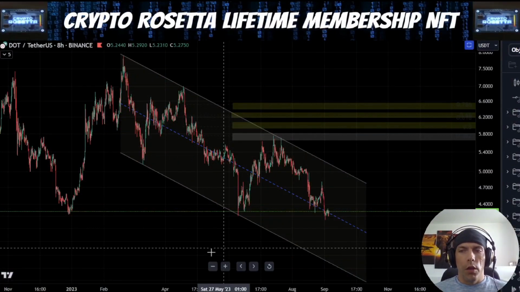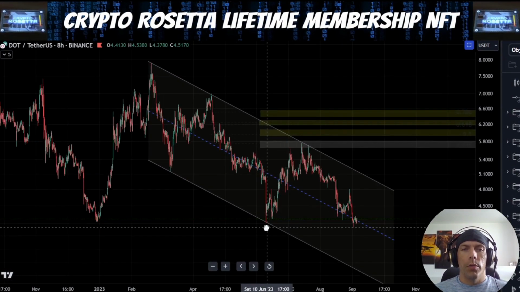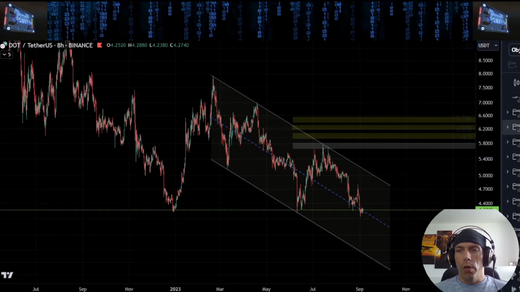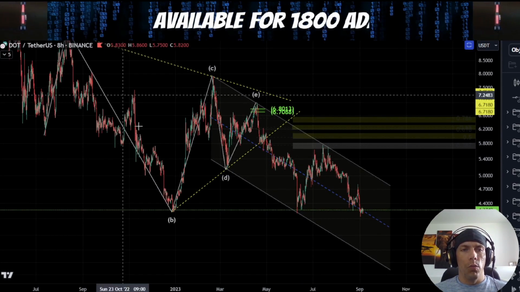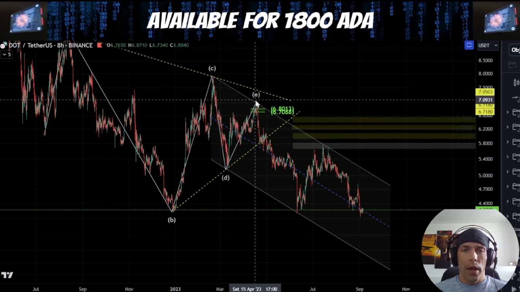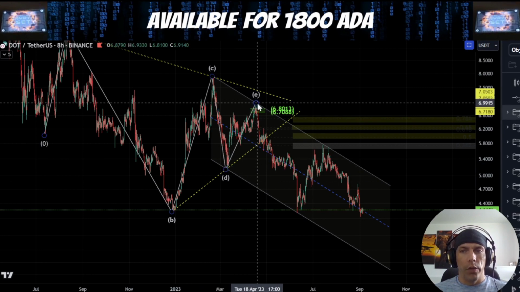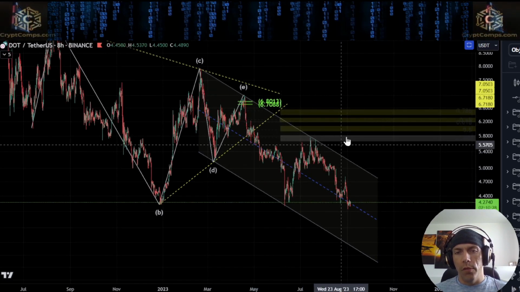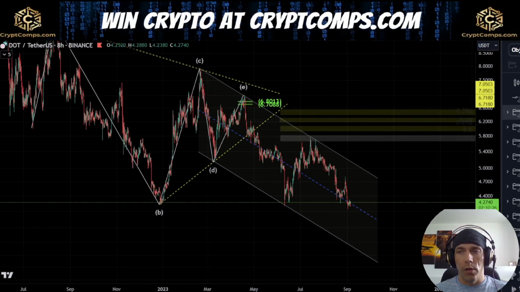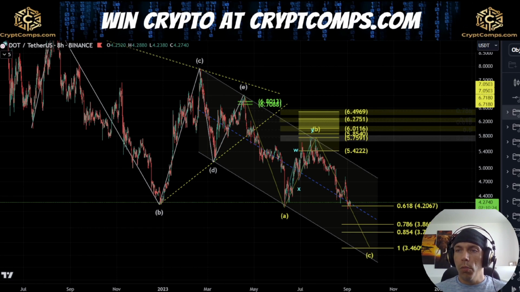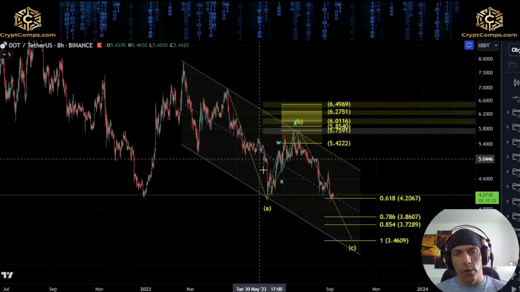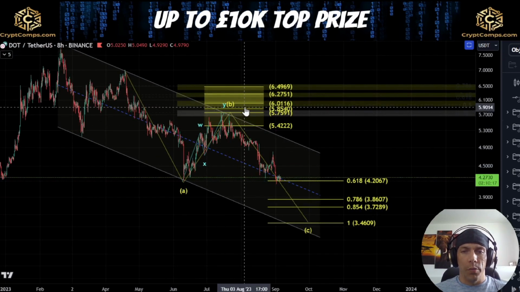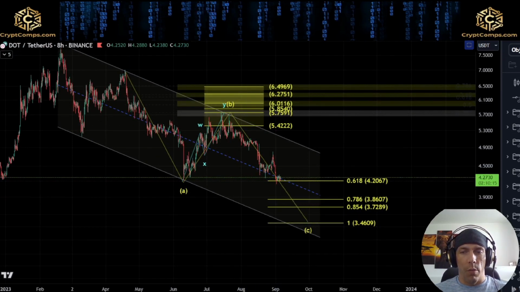Okay, before we get into the lower degree counts here, we are going to talk about a couple of the ideas that we are looking for on the bigger picture. One of them is that we are looking at this whole move here as a bigger triangle, which actually completed into this high of this $7. If this is the case, we would be looking for the potential of an ABC pattern to the downside. Within this idea, we're looking at this whole move to the downside as our A wave, this as a B to the upside, and then this as a C wave to the downside.